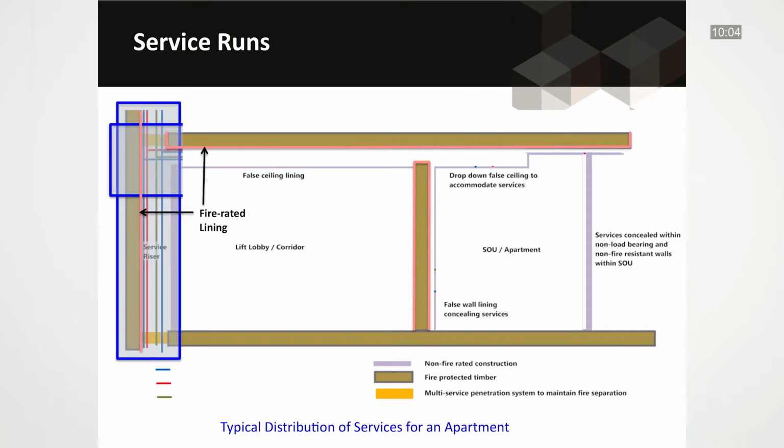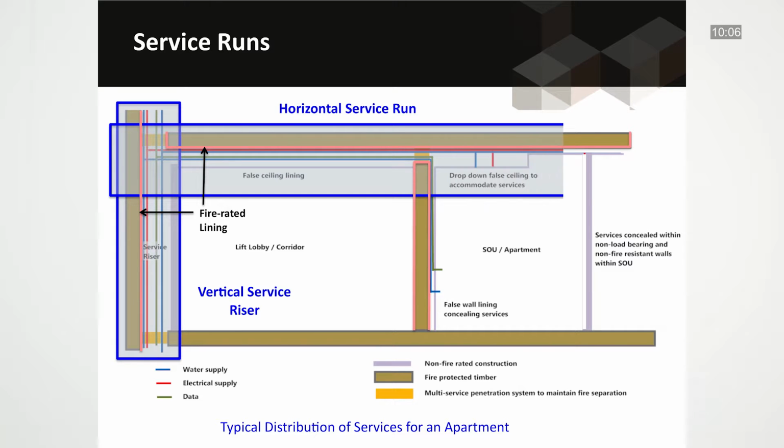Now, adding typical runs of building services, such as water, electrical and data. Using this method means that services can be run easily in horizontal service runs above false ceilings, but fitted below the fire-protected timber ceiling system without penetrating fire-rated linings. Or similarly, services can be consolidated and run in vertical service risers.